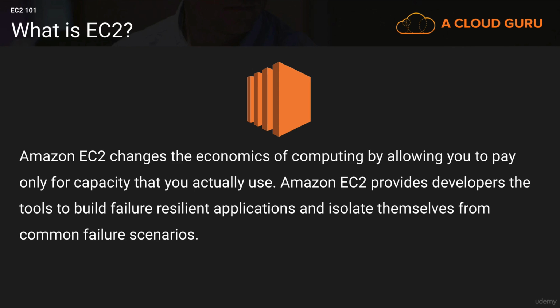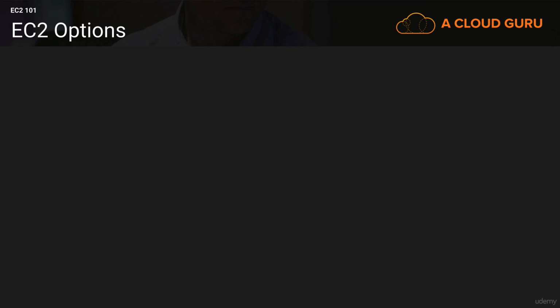So Amazon EC2 changes the economics of computing by allowing you to pay only for the capacity that you actually use. EC2 provides developers the tools to build failure-resilient applications and isolate themselves from common failure scenarios. We'll have a look at how we're going to do that in the labs coming up. So let's start with the different EC2 pricing options.